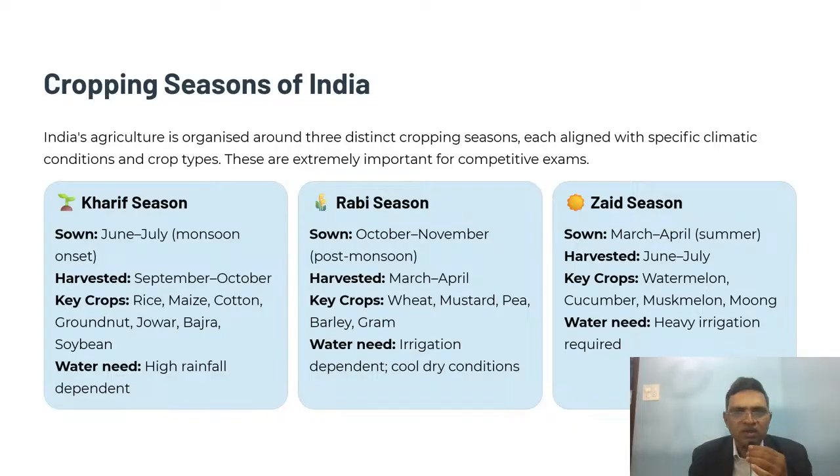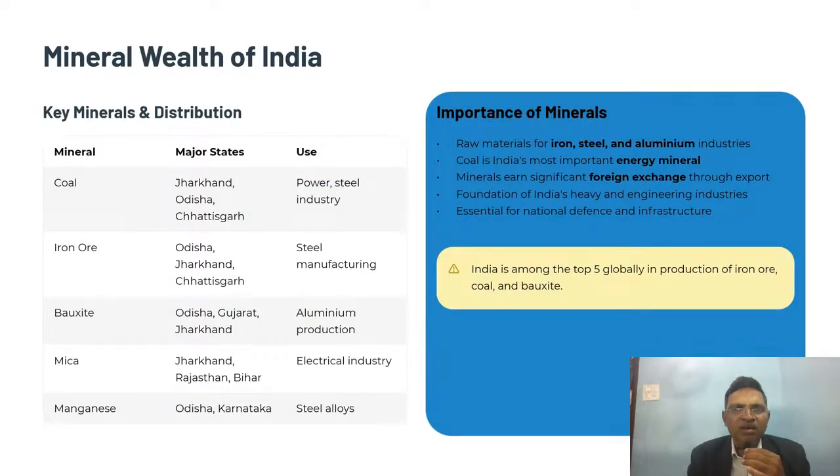Okay, we learned about the Kharif season, Rabi season, Zaid season, then the mineral wealth of India. So key minerals, like coal: major states like Jharkhand, Odisha, and Chhattisgarh. We use coal for the power and steel industry. Then iron ore: Odisha, Jharkhand, and Chhattisgarh. We use it for steel manufacturing.